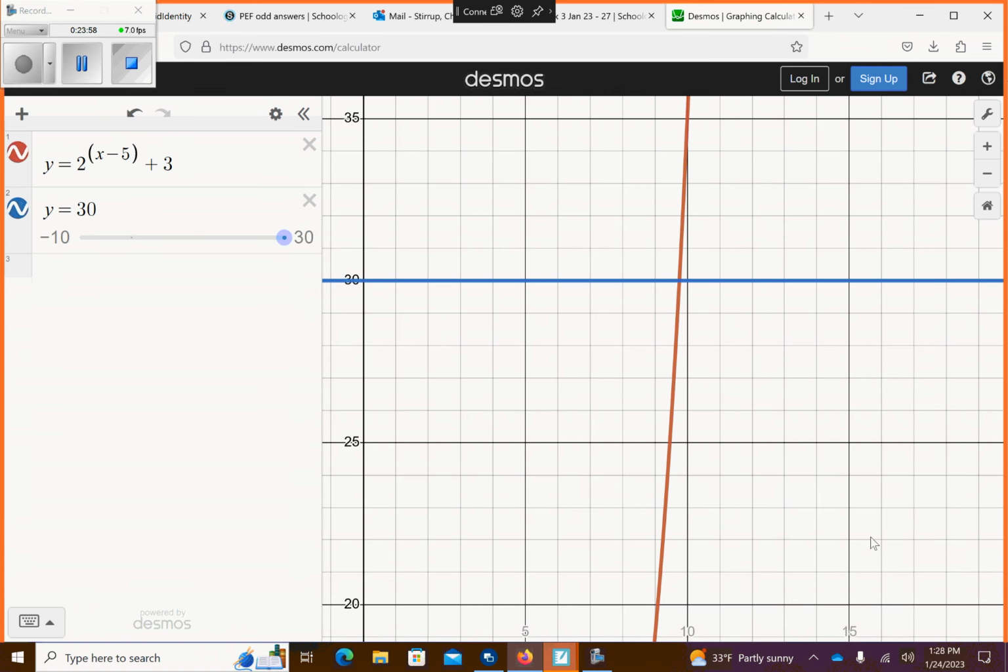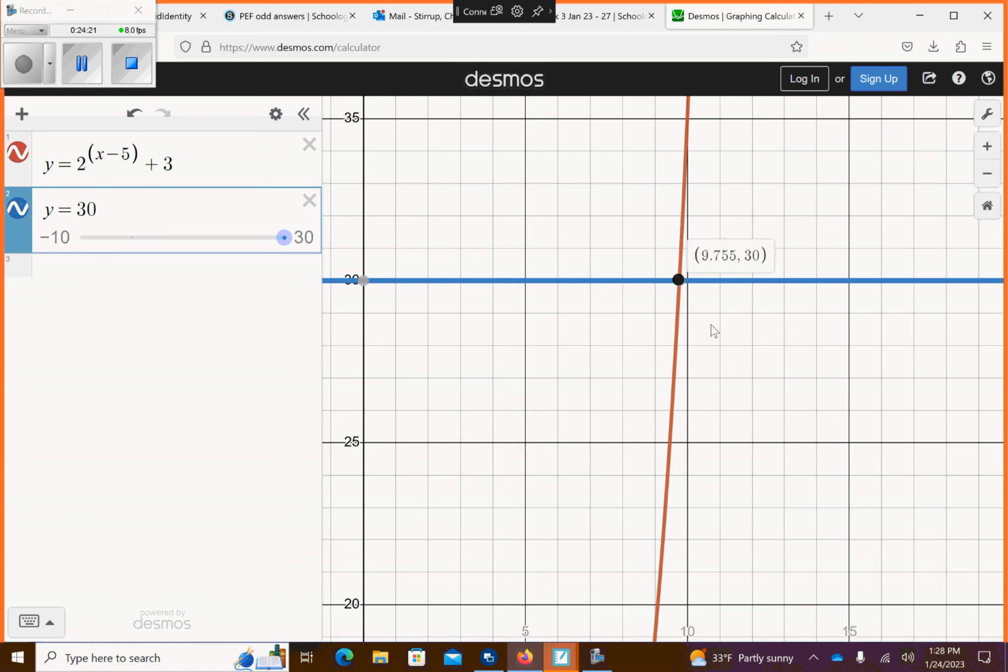The plus 3 comes down. It's not part of the exponent. Is that okay? And so once I find this, I just click here. And my answer, I ignore the y value. I just put the x value. I put 9.755. And that's all your answer is.